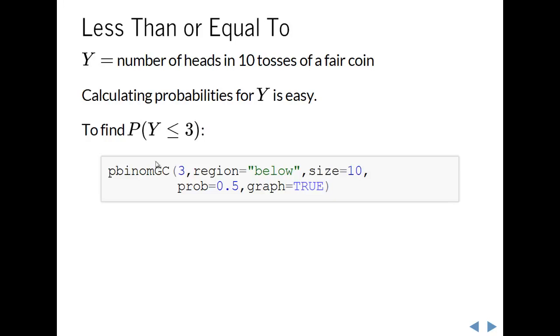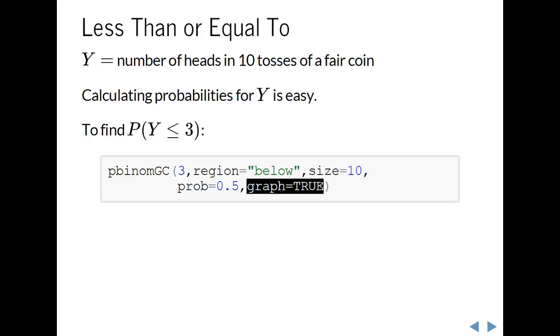The first input is the bound, or the value of the random variable. Then you input what region you want to compute. This corresponds to the direction of the inequality that you are looking for. The size, or the value of n, comes next, and then the probability, and then finally you have the option to output a graph. It's a good idea to get in the habit of outputting a graph to make sure the correct bars are shaded. You'll understand this better as we look at more examples.